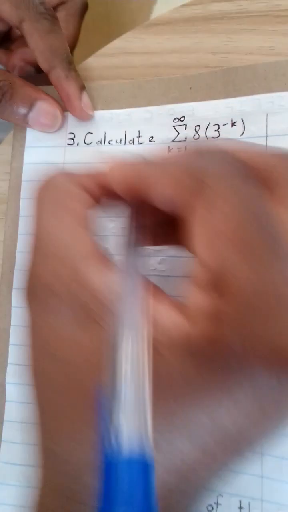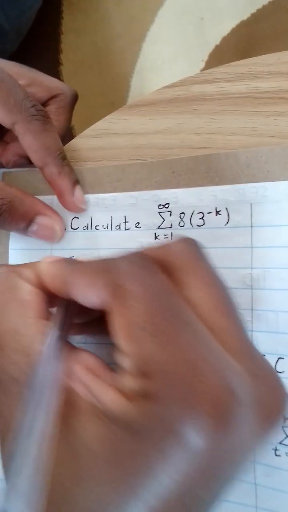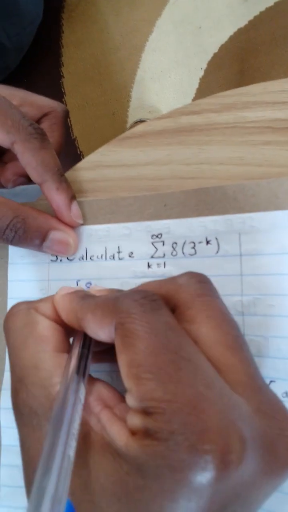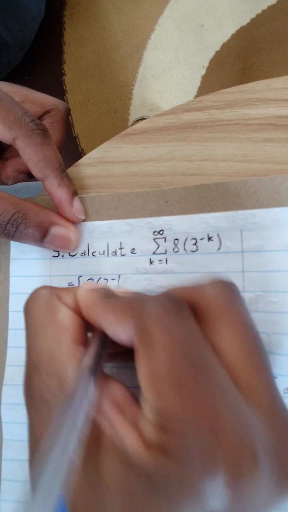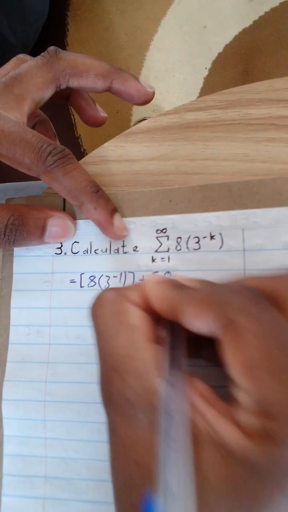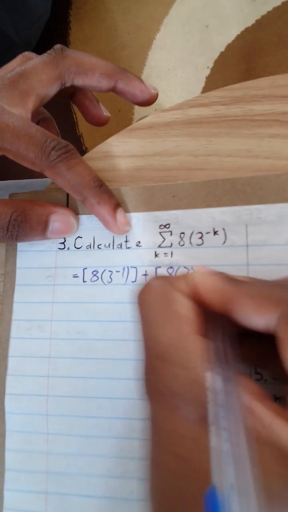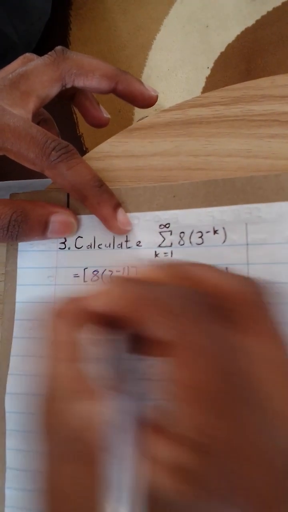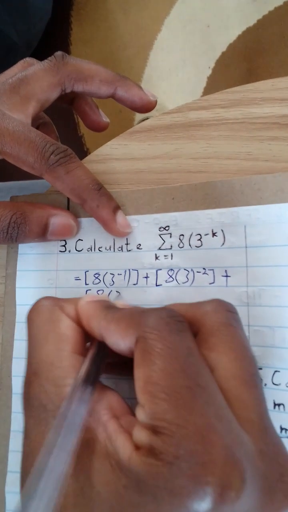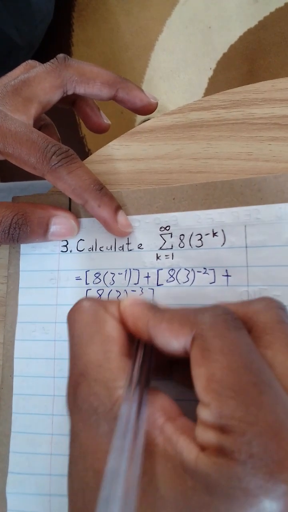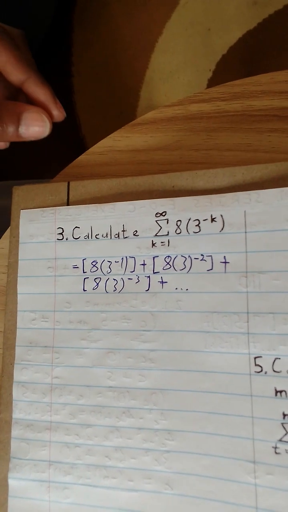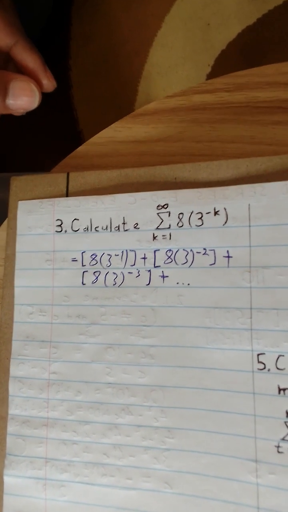So we're just going to equate this to, what's t1? 8 times 3 to the power of negative 1 plus 8 times 3 to the power of negative 2 plus 8 times 3 to the power of negative 3. And then it's infinite, so it will always go on forward.